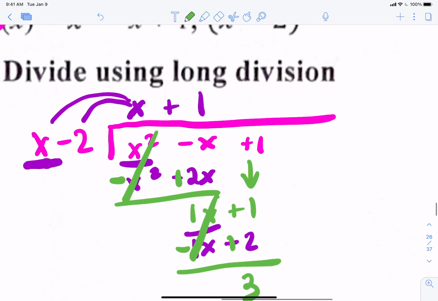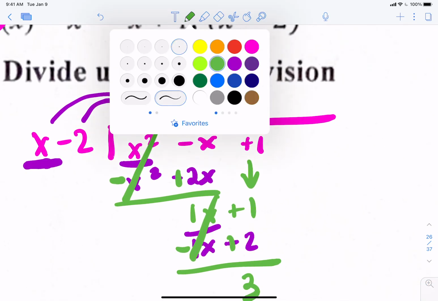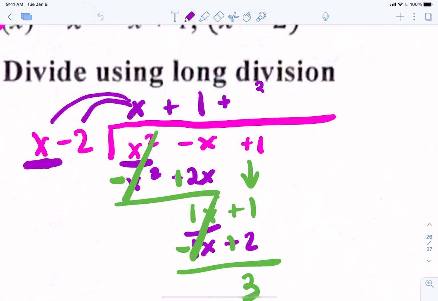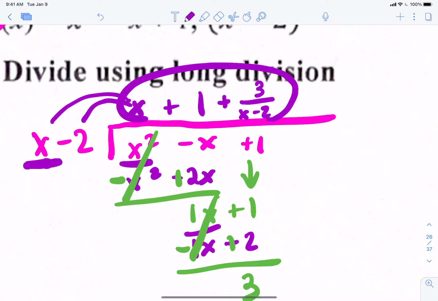So how do we write that? 3 over x plus 1 and 3 plus 3 over x minus 2. That's our answer. Okay? That wasn't too bad, right?